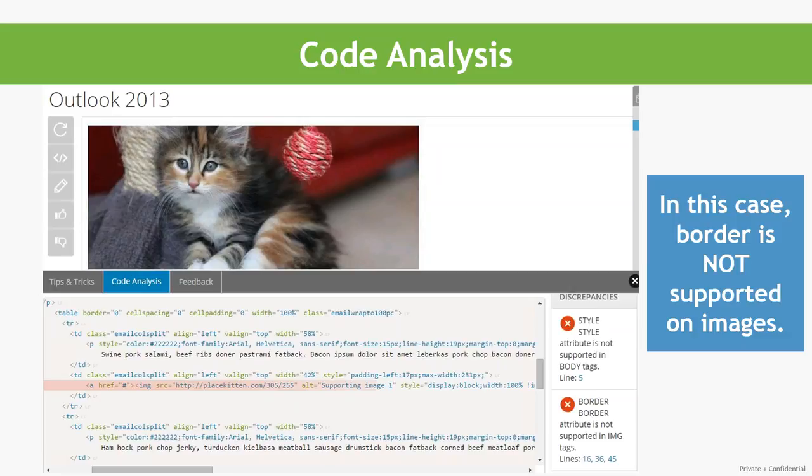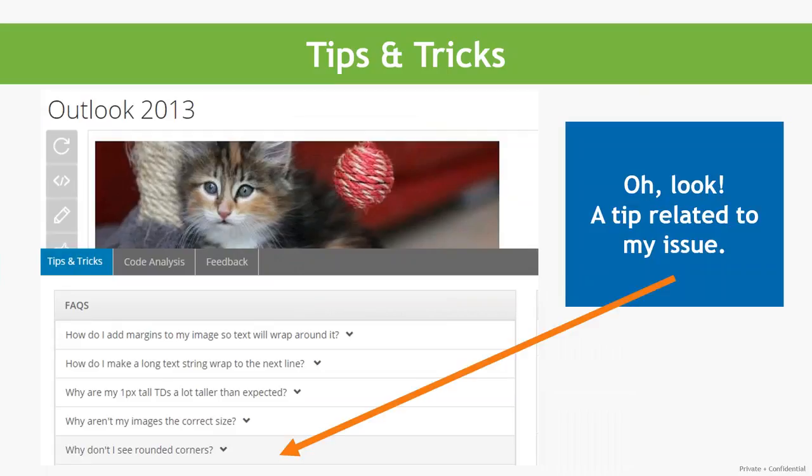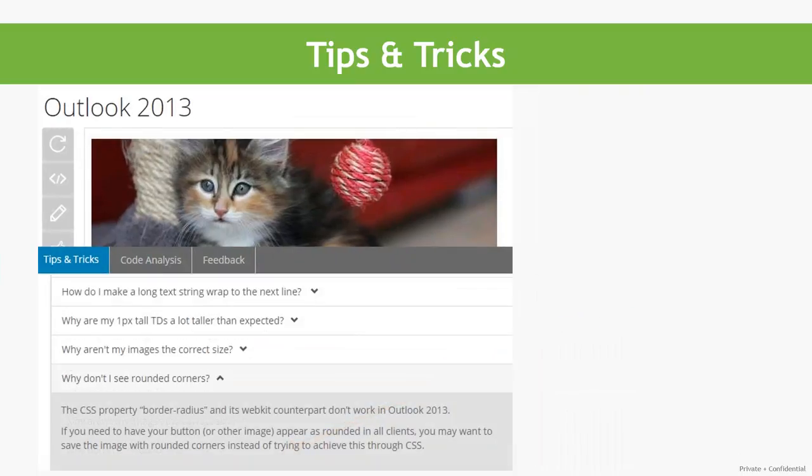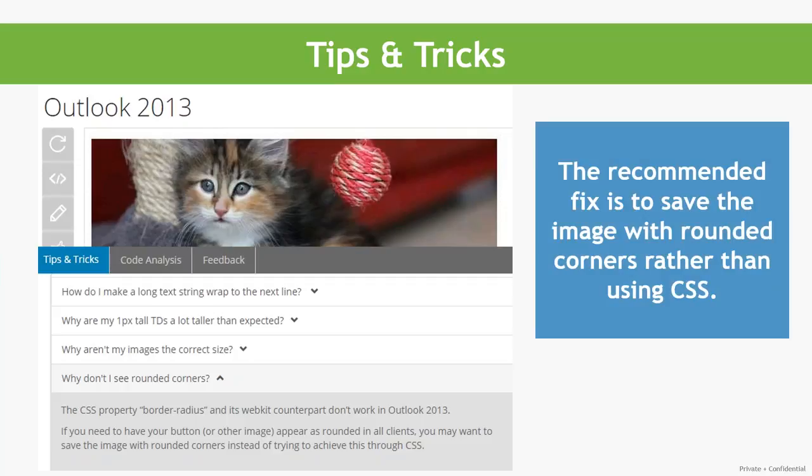Now we want to be able to fix these issues, so we're going to go ahead and move to tips and tricks. This is an FAQ style feature that lists a bunch of common questions that people have about specific email clients. So all of these are about Outlook 2013 and how to fix them. We can see down towards the bottom, why don't I see rounded corners? If we click on that, it's going to open up and we're going to see that the CSS property border radius and its WebKit counterpart don't work in Outlook 2013. So if you want to have rounded corners in every single client, they just aren't supported in Outlook 2013 through CSS. That's why I would recommend saving the image with the rounded corners and the pink border as part of the image itself. That way it will look the same everywhere.